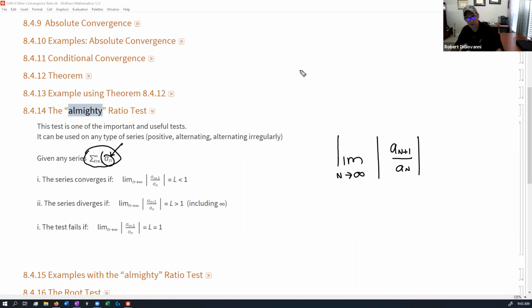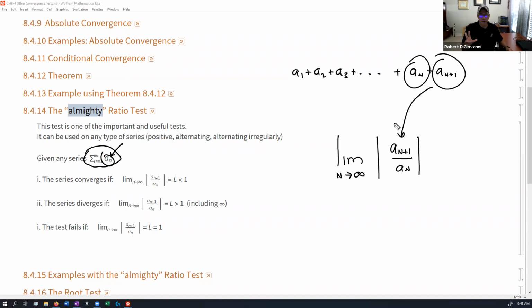If you think about what a series is, you're adding up a sub 1, a sub 2, a sub 3, and you keep on going out. What you're doing is taking the nth term and the one right next to it, creating a fraction out of them, and letting n go to infinity, and you're trying to see whether or not that ratio is less than 1 or bigger than 1.